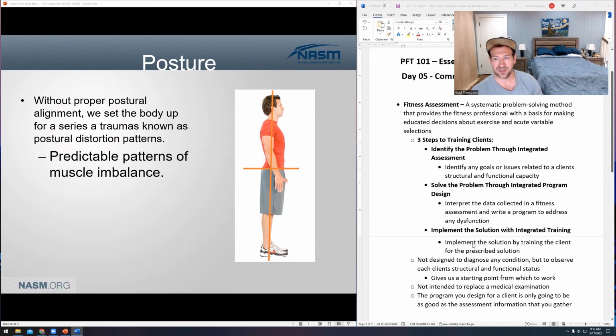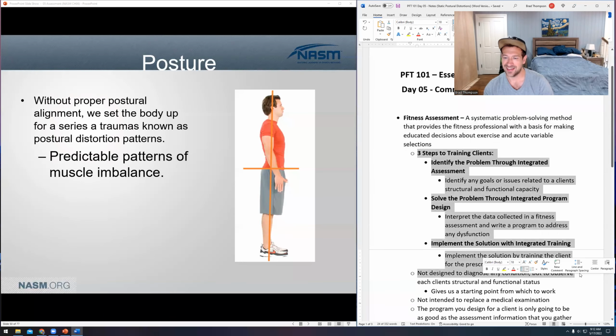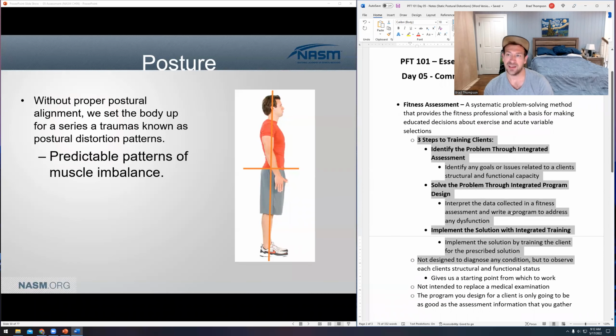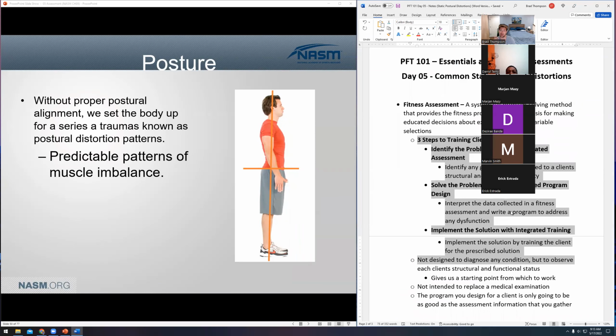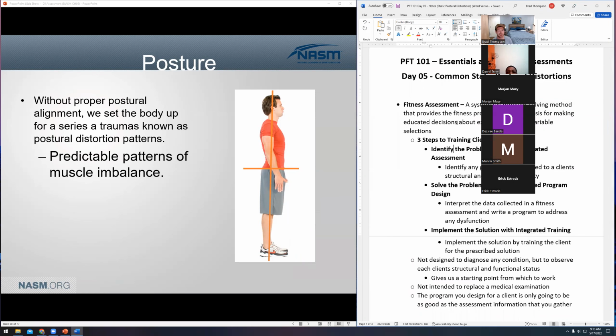Quickly taking just a little pause here. This is something that I put in here that isn't in your textbook, at least explicitly. But here's, in my opinion, three steps to being a successful personal trainer, or at least three steps to effectively training clients. And this, by the way, is something I've modified from the three steps to problem solving.